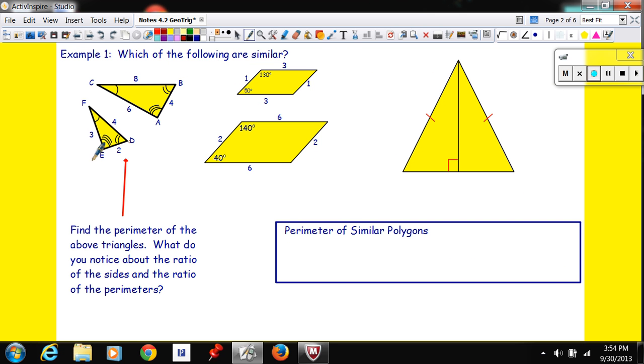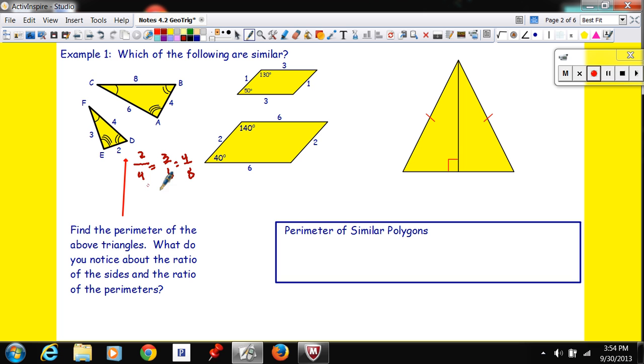So which of these figures are similar? Are these similar? Let's take a look at it. Are the angles the same? That would be yes. Are the sides in the same ratio? Well, what's my smallest side is 2. What's my smallest side to 4? 2 over 4. Would that be in the same ratio as 3 over 6? And would that be in the same ratio as 4 over 8?